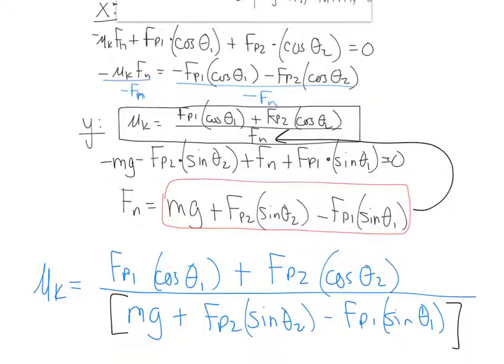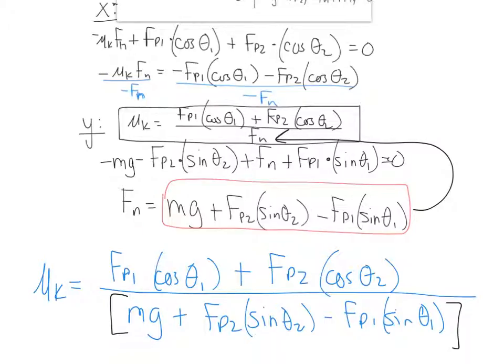Okay, the math itself, honestly, is not difficult. It's a matter of being organized. For those of you that struggle with organization, this might be tough. You need to be organized. You solve in the y direction for Fn, plug it into the x direction for Fn, which is in our generic solution for mu K, giving us our overall generic solution.